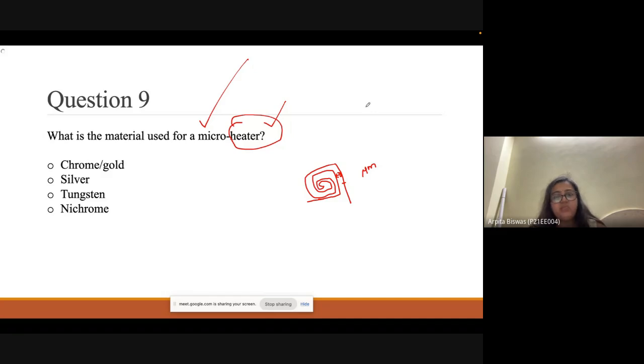Now the question is, what is the material used for the micro heater? First option is chrome gold. Second option is silver. Third option is tungsten, and the fourth option is nichrome. So please go through the question carefully, take your time, and then try to give the answer.